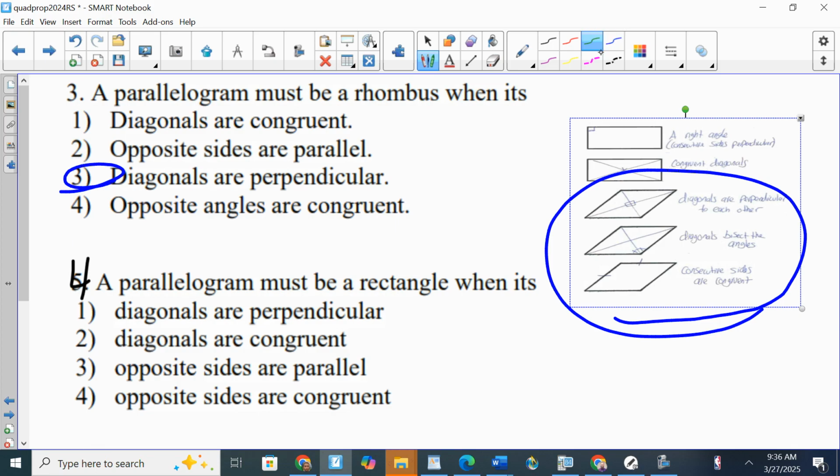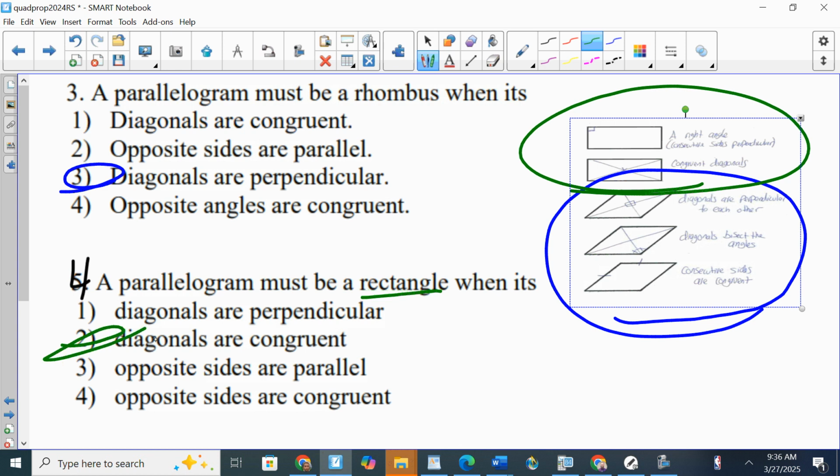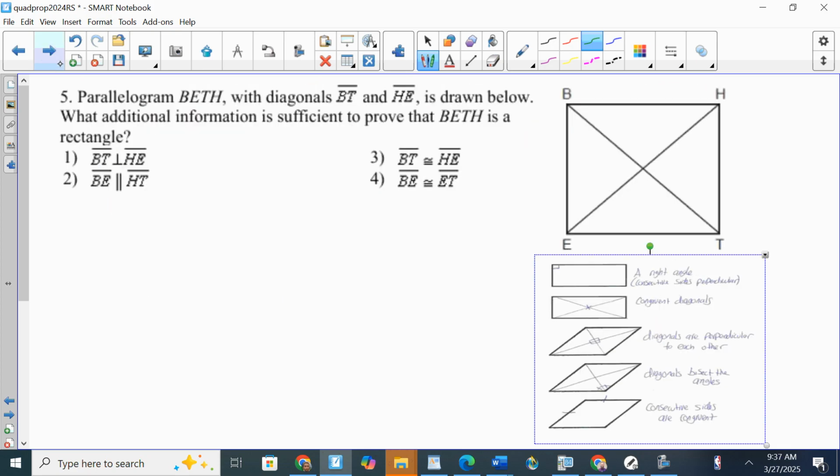A parallelogram must be a rectangle when? Well, I need one of the rectangle properties, either a right angle or diagonals congruent. There it is. This is very easy if you know your properties. If you don't, then you really have no way of getting it right other than a lucky guess.